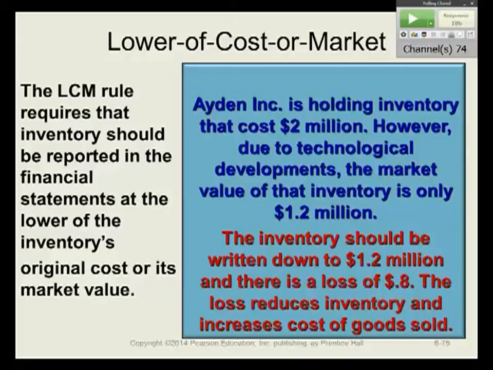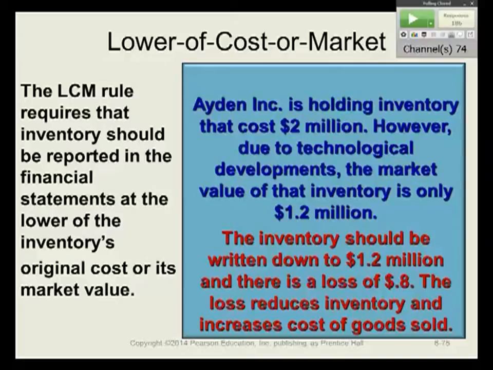So what I would need to do is reduce the inventory by 0.8. I have to make an adjustment. We flow this through the cost of goods sold. So we're increasing the cost of goods sold as an expense by 0.8, and we credit the merchandise inventory for 0.8. And that is to write the inventory down to market. And that's an adjustment that we make.